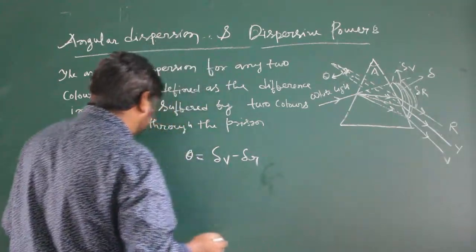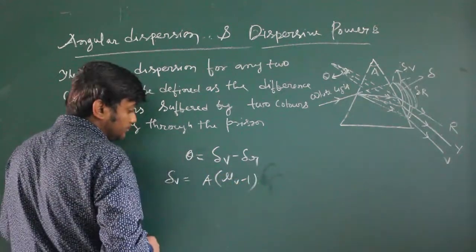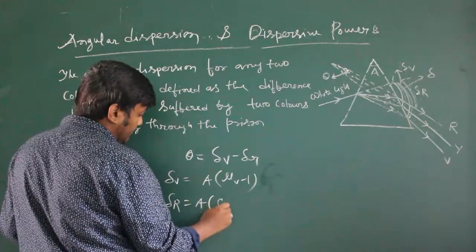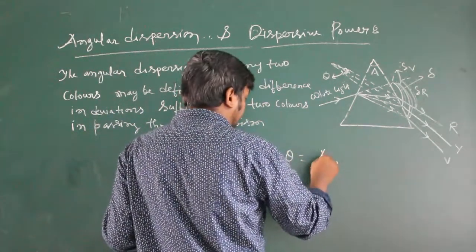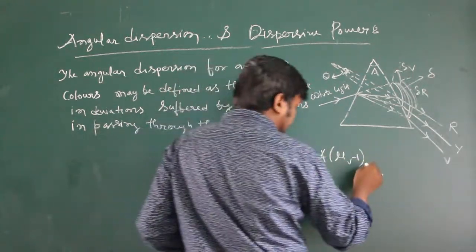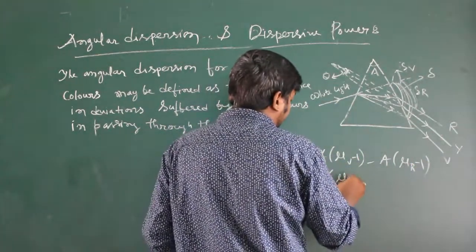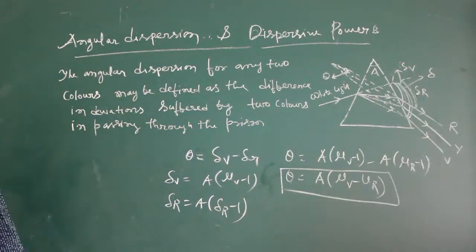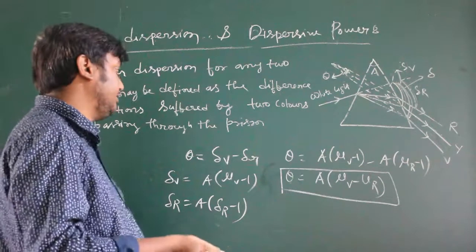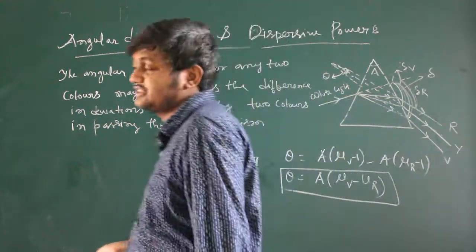Now we know del v can be written as A into mu v minus 1, and del r is A into mu r minus 1. So theta equals A into mu v minus 1, minus A into mu r minus 1. If you take A common, it becomes mu v minus mu r. So the angular dispersion, theta, equals A into mu v minus mu r. Just remember this formula.